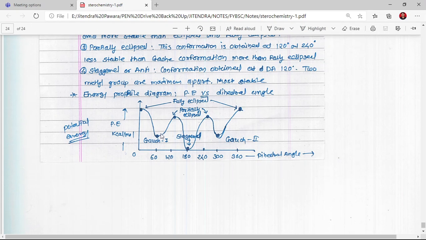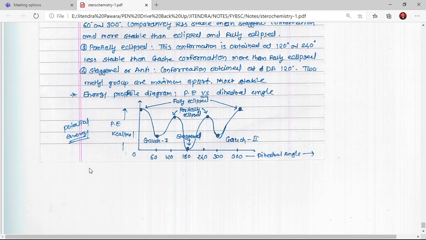Now one more point is that the gauche, first and second, is also called synclinal, S-Y-N-C-L-I-N-A-L. The partially eclipsed conformation is called anticlinal, and the fully eclipsed is called synperiplanar, while the staggered conformation is called antiperiplanar. So gauche is called synclinal, partial eclipse is called anticlinal.